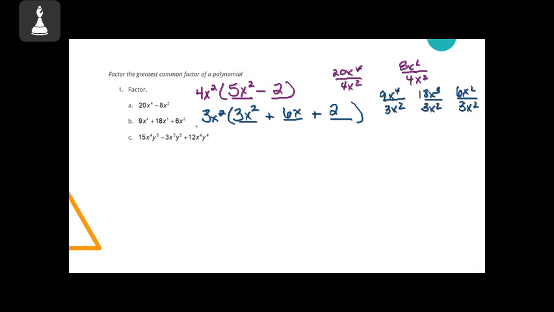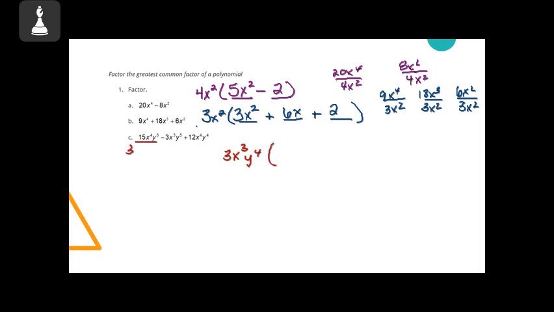Last one, 15x to the fourth y to the sixth minus 3x to the third y to the fifth plus 12x to the fourth y to the fourth. So looking at the numbers, 15, 3, and 12 are all divisible by 3. And then we need to look at the x's. So I have x to the fourth, x to the third, x to the fourth. So I can take out the smallest, x to the third, and then work with the y's. Y to the sixth, y to the fifth, y to the fourth. So y to the fourth is the smallest. So I'm going to divide all of these by 3x cubed y fourth.